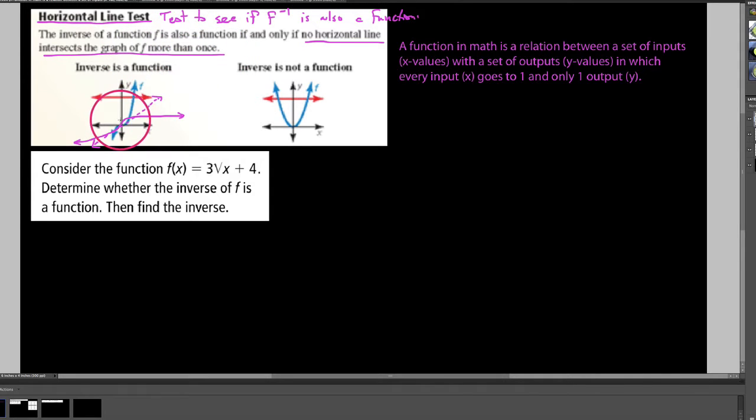more than once. And so we could see that with this right here, its inverse would be a function also, because on its original graph, I could never draw a horizontal line anywhere where it would hit my graph more than once.